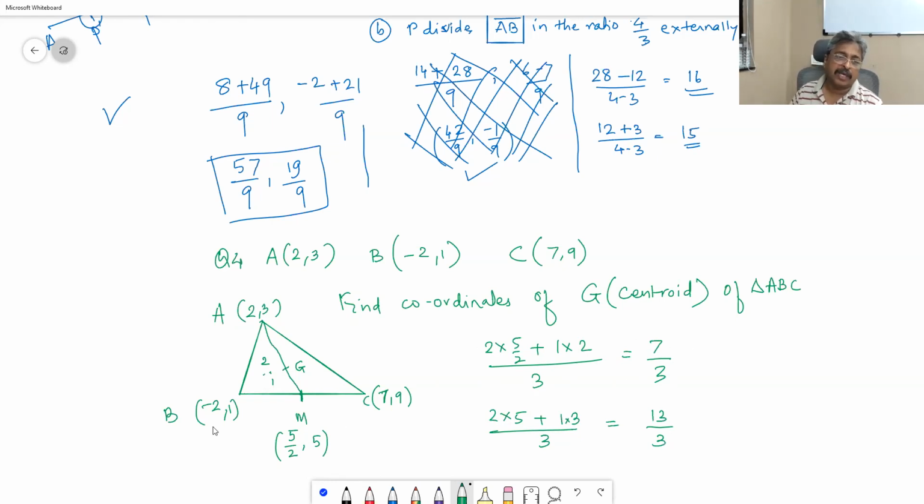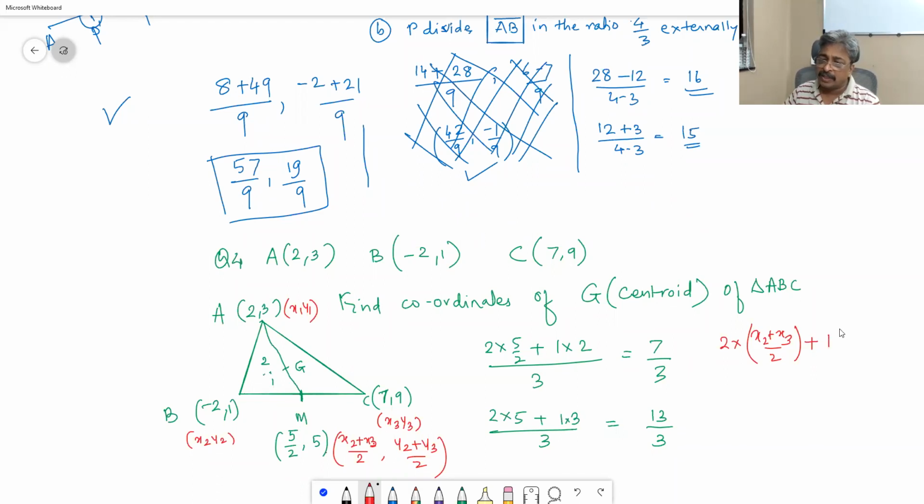However, now you will realize, suppose this is x2 y2, this is x3 y3, and this is x1 y1. Then what will be the calculations for M? M will be x2 plus x3 upon 2, right? 1 times x3 plus 1 times x2 upon 1 plus 1. Similarly, the y coordinate is y2 plus y3 upon 2. That is the coordinate of M. And section 2 into x2 plus x3 upon 2 plus 1 into x1 divided by 3.